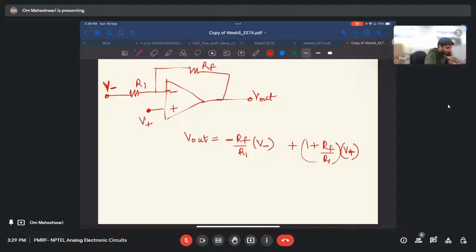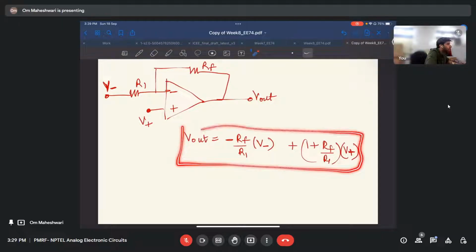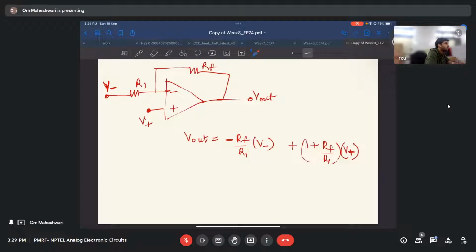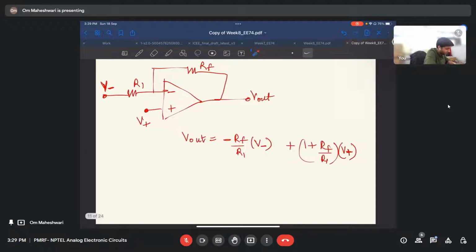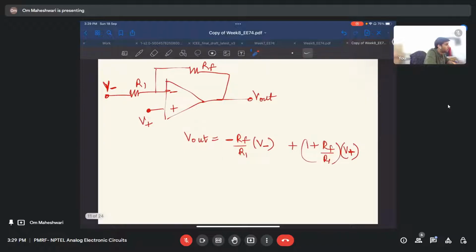Have you seen this before? Yes, sir. If you have not, please let me know and I'll tell from where this comes from. It is just simple KCL. When you apply KCL at this node, you can get this output, and we assume virtual short and we assume V plus here.